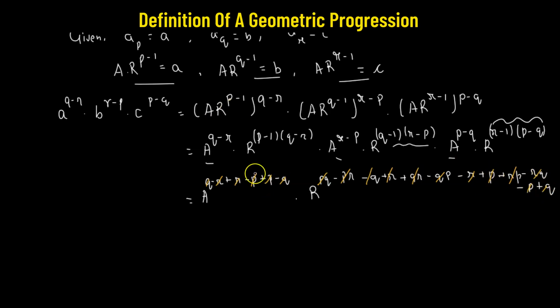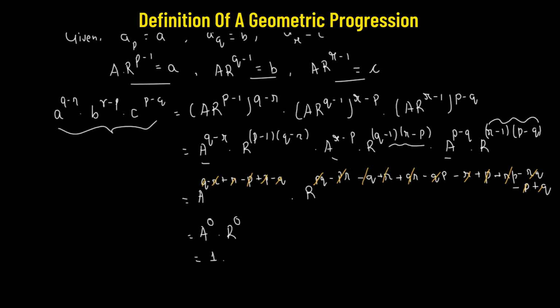So it seems all the terms in the exponents are getting cancelled out. So we have A raised to the power of 0 times R raised to the power of 0, and we know that any number raised to the power of 0 simply equals 1. So that means the value of this particular expression is 1. So let's move on to the next problem.